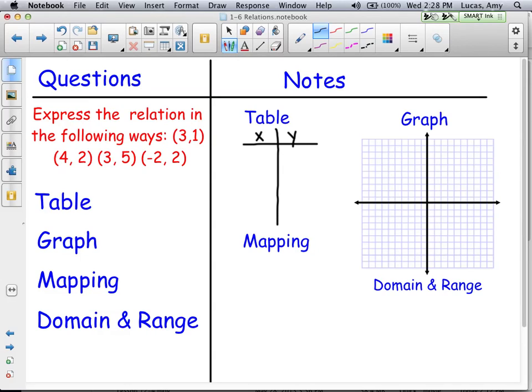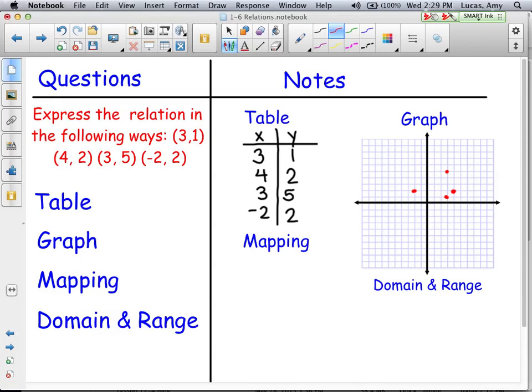And you take each ordered pair, the first one is 3, 1. The x-coordinate is 3. Its corresponding y-coordinate is 1. So you just fill them in the table. 4, 2, 3, 5, and -2, 2. There's my table. To graph those ordered pairs, just like we reviewed on the last slide, 3, 1, right 3, up 1, 4, 2, right 4, up 2, 3, 5, right 3, up 5, and -2, 2, left 2, up 2. There's my graph.